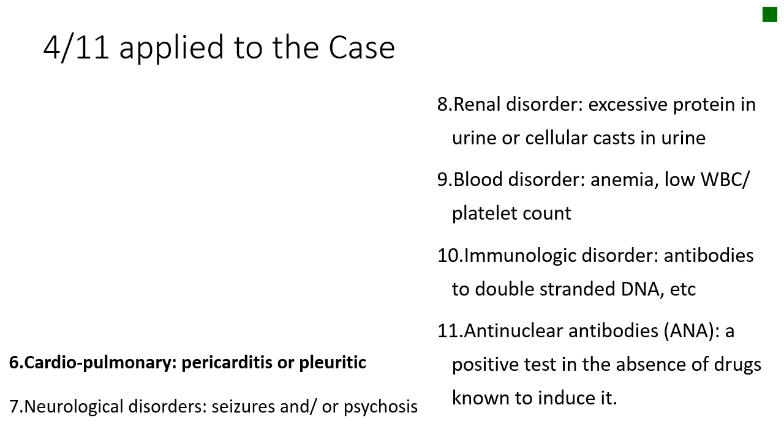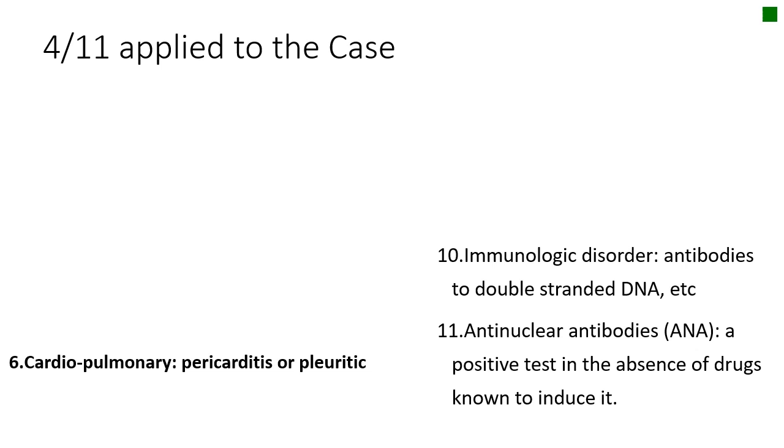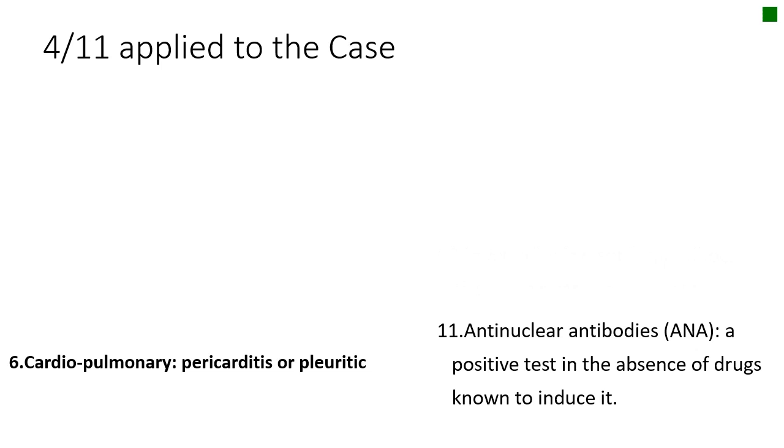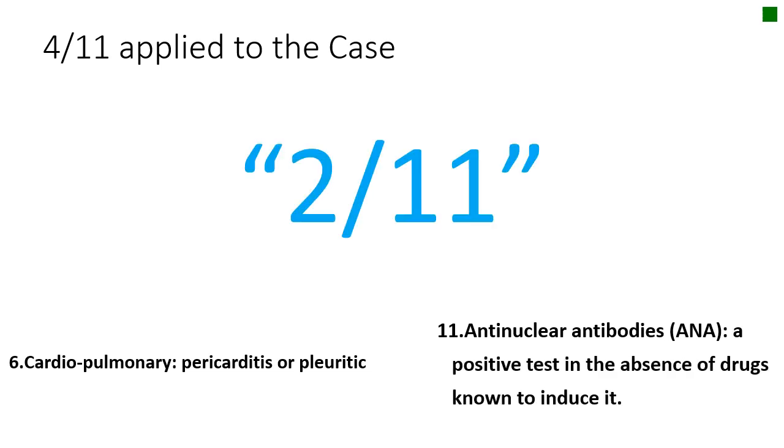Neurological disorders like seizures? No. No kidney disorders. No blood disorders, as reported by the tests. There is no other antibody test that has been done to determine an immunological disorder, but indeed the anti-nuclear antibody, the ANA test, has tested positive. So we'll keep these two. So that means the patient is only presenting with 2 out of 11 of these features which have been considered to be important by the American College of Rheumatologists.